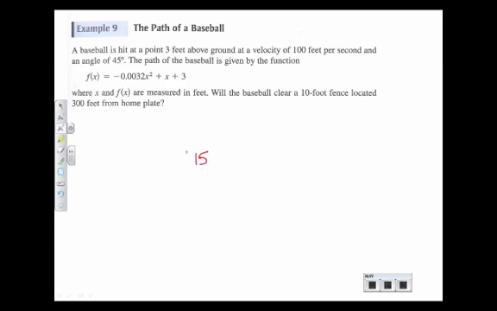300 feet away from home plate, the ball is going to be 15 feet high, so it will clear that fence. Go ahead and try exercise 93.